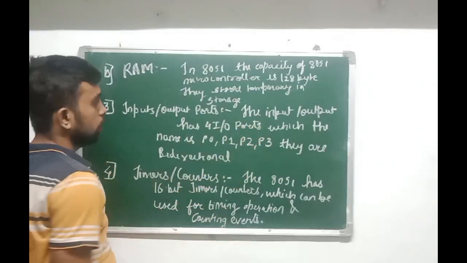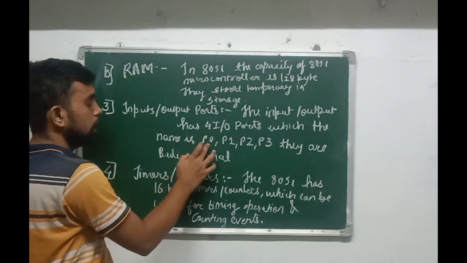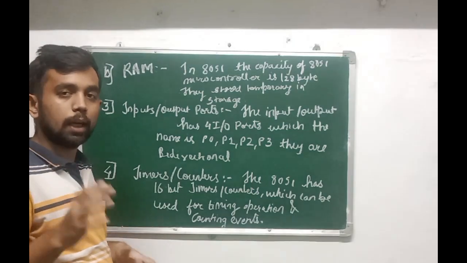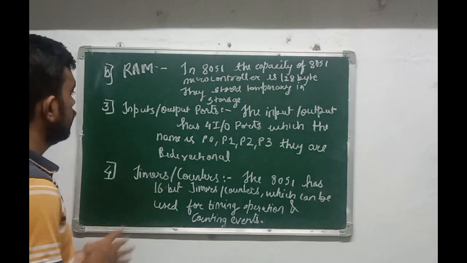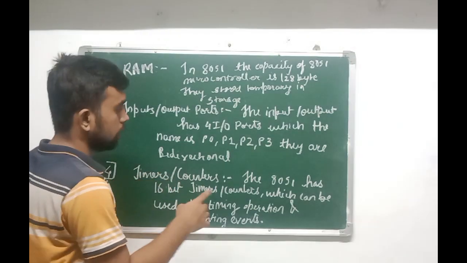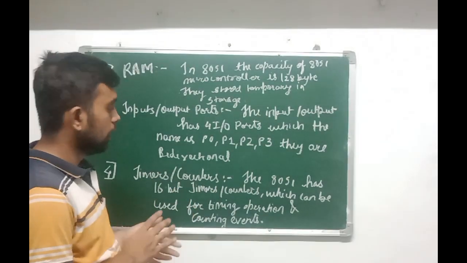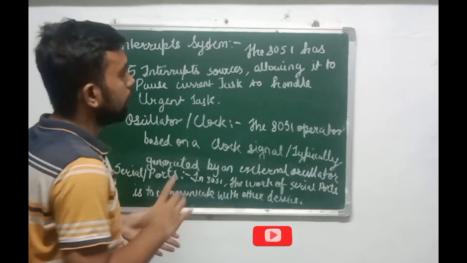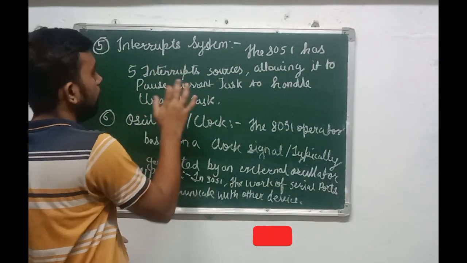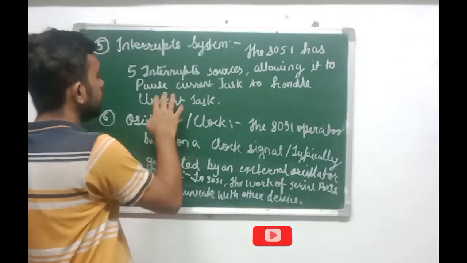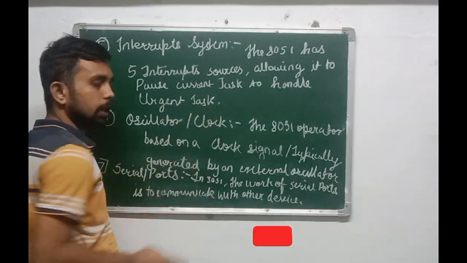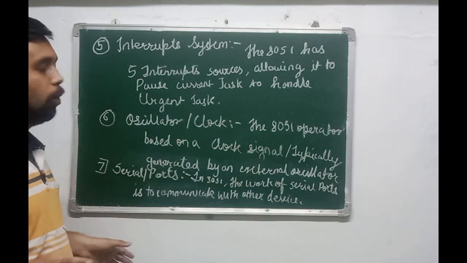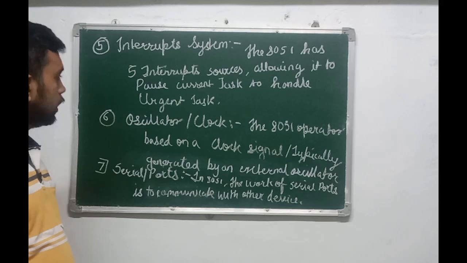Input output ports. There are 4 IO ports, named P0, P1, P2, P3. They are bidirectional and parallel in architecture. Timers and counters. The 8051 has 16-bit timers and counters, which can be used for timing operations and counting events. So let's see what the interrupt system means. The 8051 has 5 interrupt sources, allowing it to pause the current task to handle an urgent task. I explained this during the block diagram, what it does.